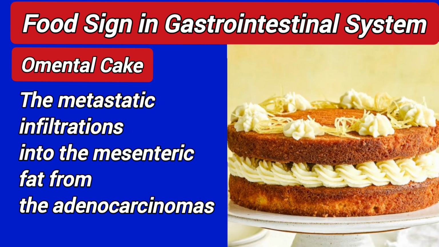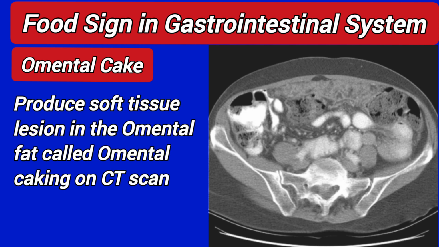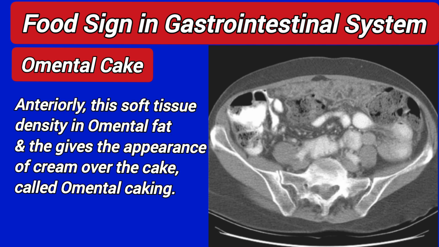Omental cake. The metastatic infiltrations into the mesenteric fat from adenocarcinomas arising from carcinoma of stomach, colon and ovary produce soft tissue lesion in the omental fat called omental caking on CT scan. Anteriorly, this soft tissue density in omental fat gives the appearance of cream over the cake, called omental caking.